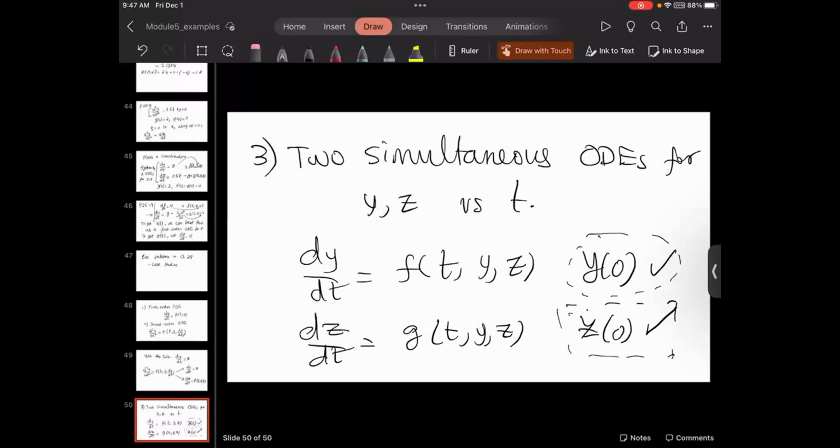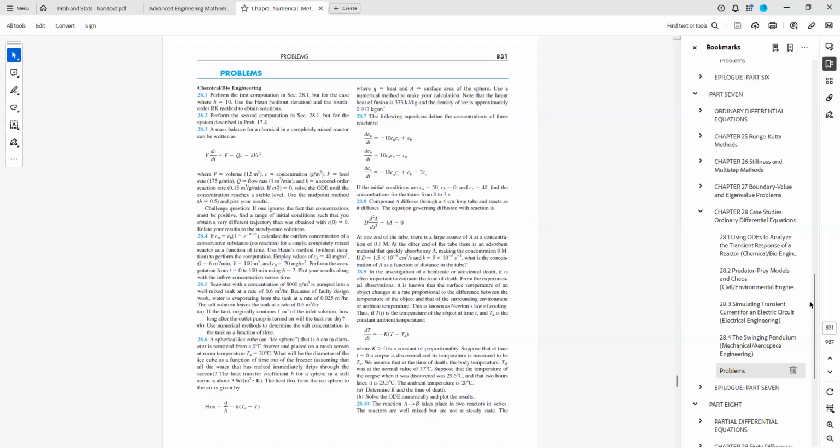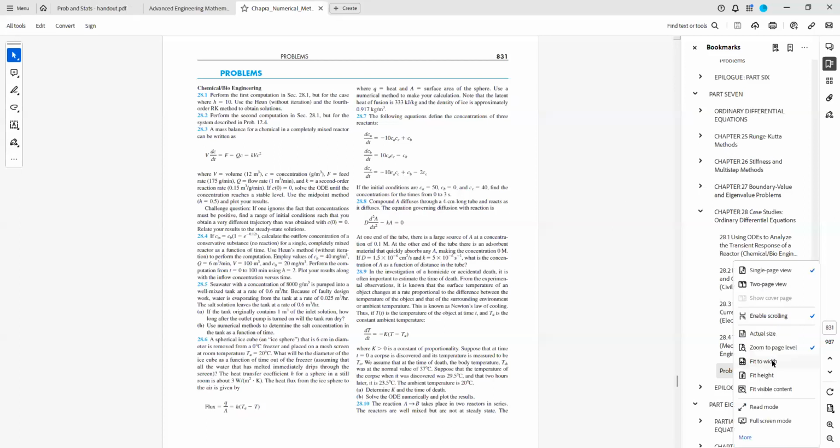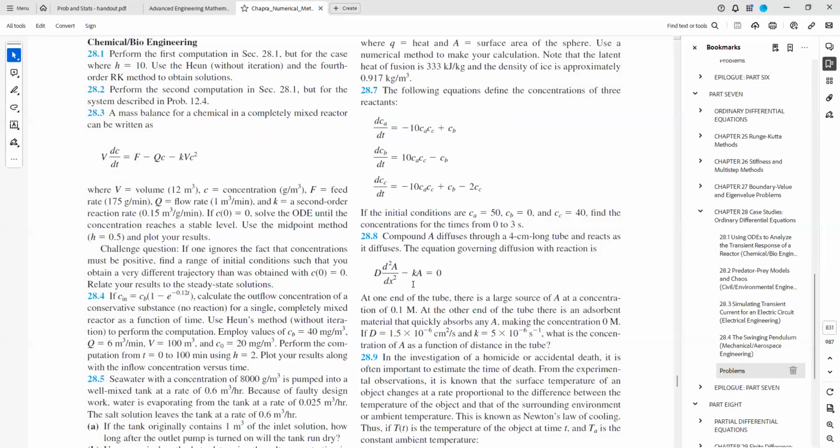So let's do, if you have the textbook in front of you, Problem 28.8 from the textbook. Let me share my screen here for a second. Problem 28.8 from the textbook. So I'll give you a moment to read the problem, then we'll continue.